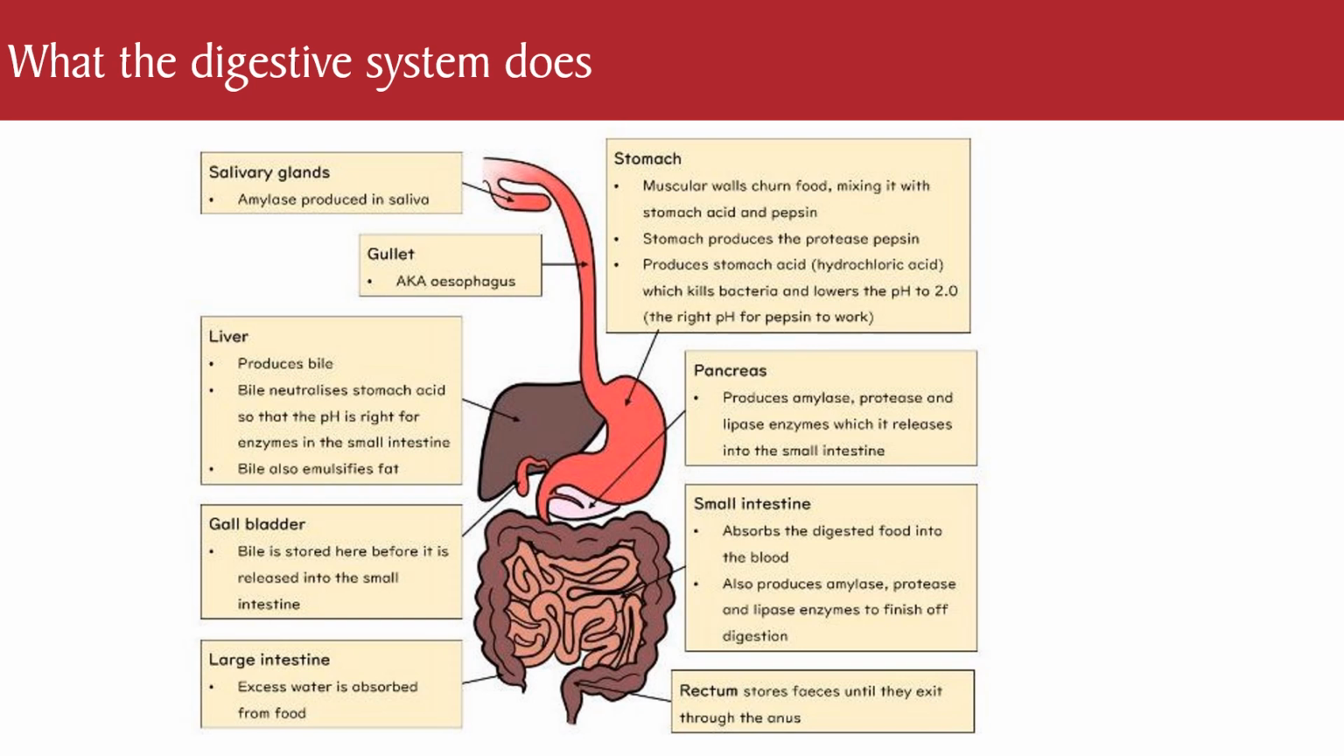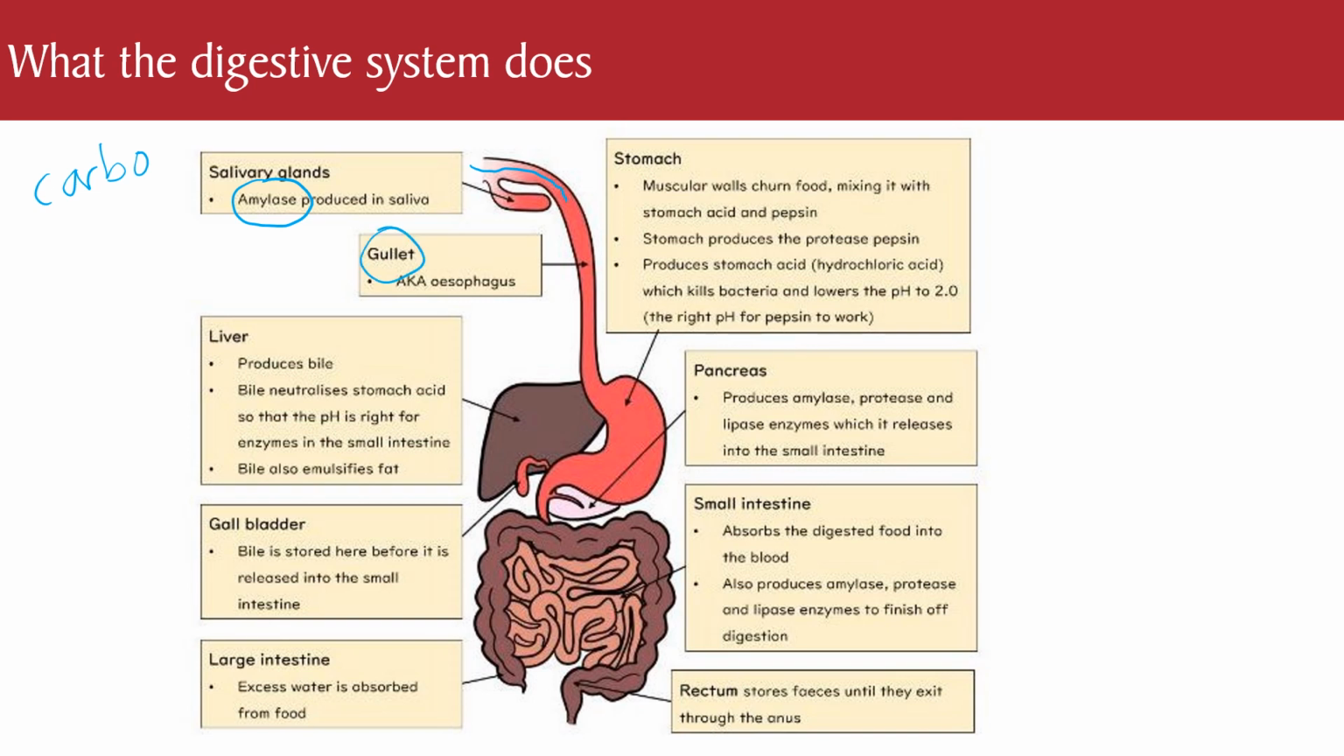So salivary glands produce amylase, right? And what amylase does is it breaks down carbohydrates. Okay, and that is produced in the saliva. The saliva also lubricates, and what that does is it allows you to swallow a little bit easier. It then goes from the salivary glands into the gullet.